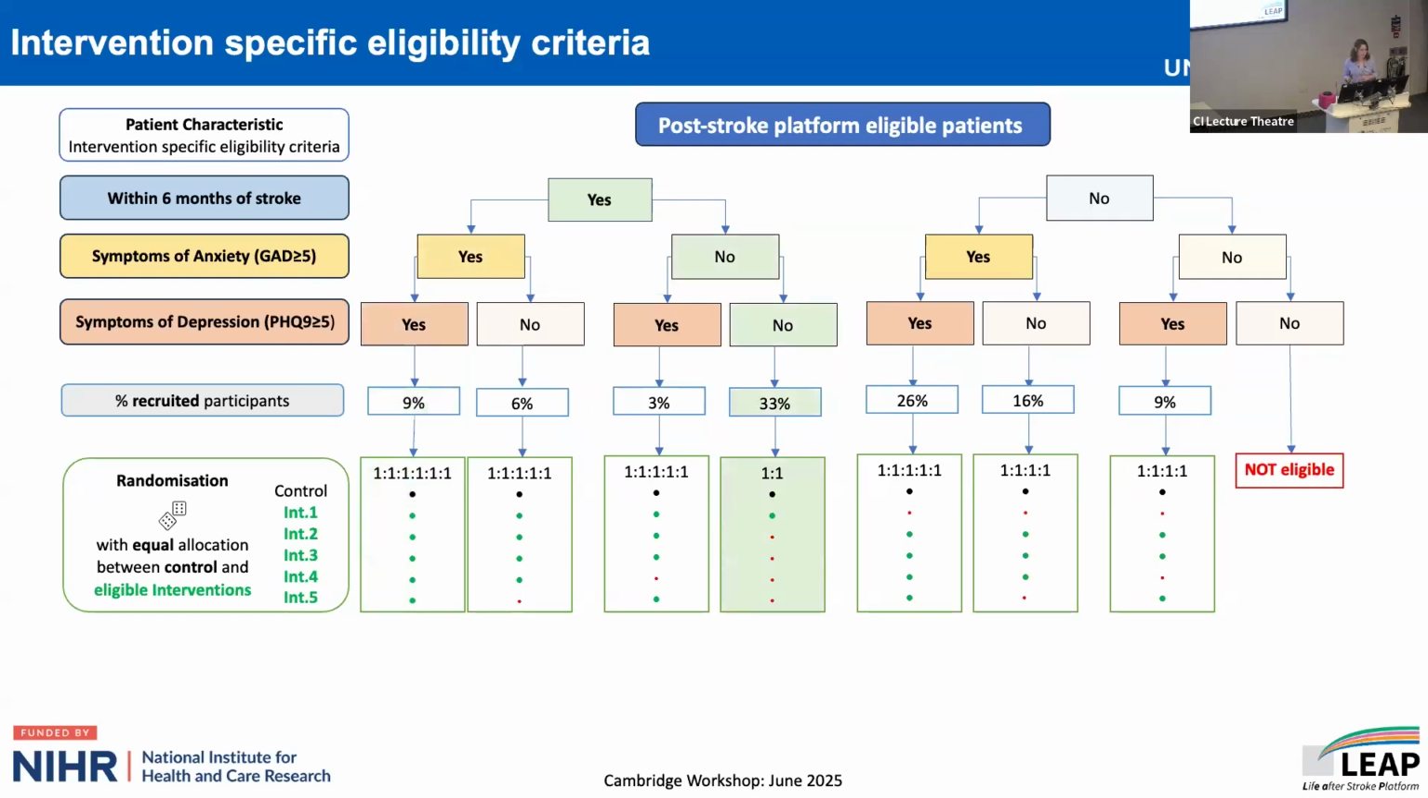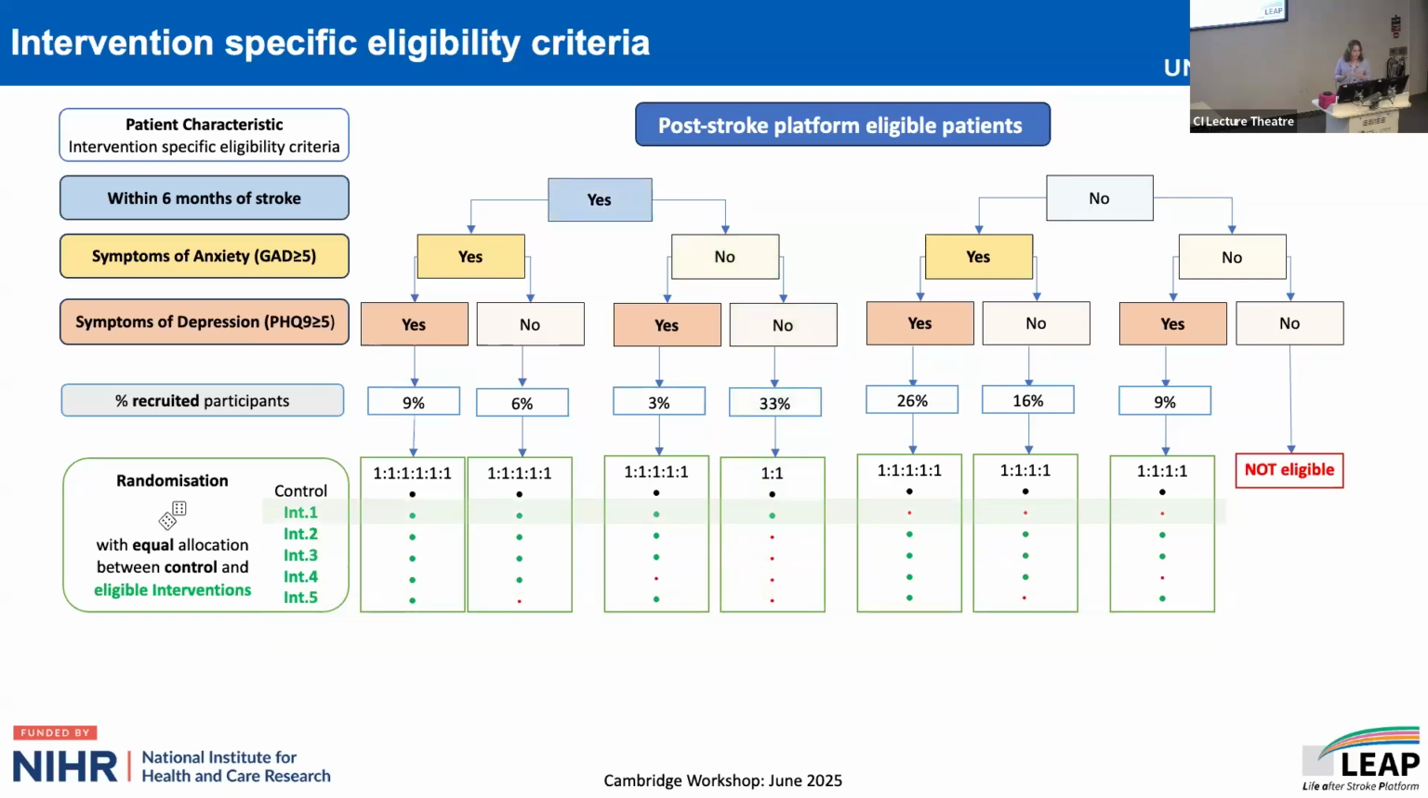Similarly, in just one more example, a patient again within 6 months of stroke, but without symptoms of anxiety or depression, would only be eligible here for intervention 1. And so they'd be randomised equally 1-to-1 between intervention 1 or control. And we estimated that a larger proportion of 33% of potential participants would contribute these characteristics.